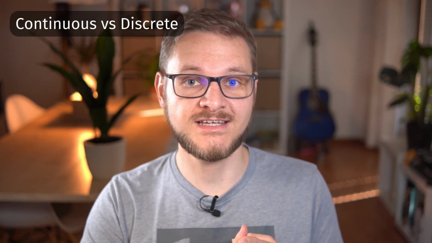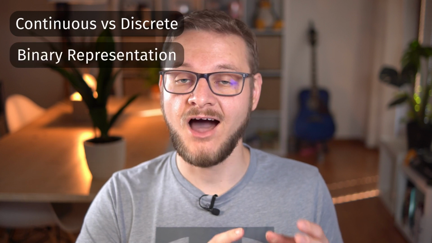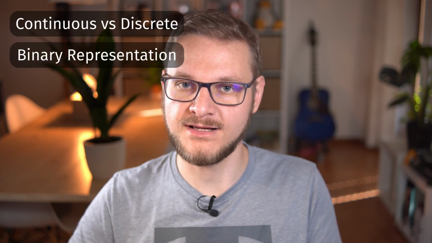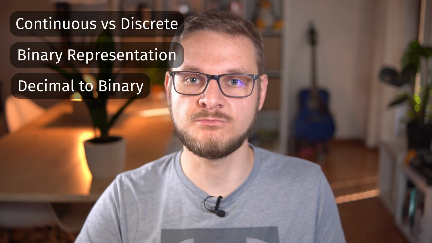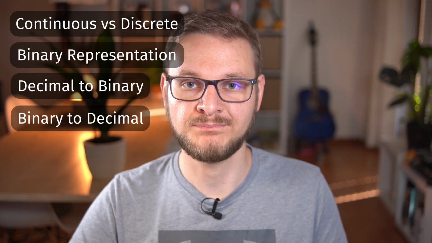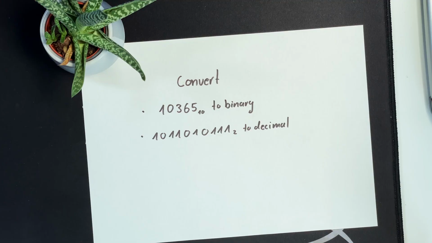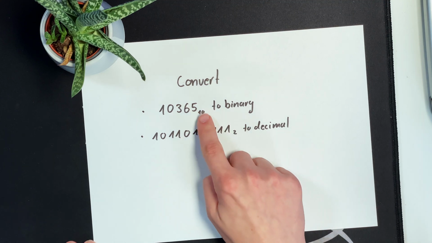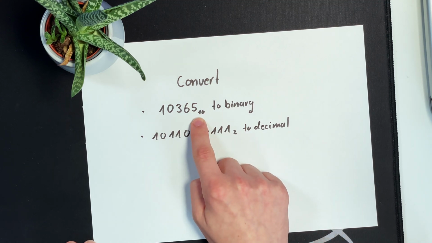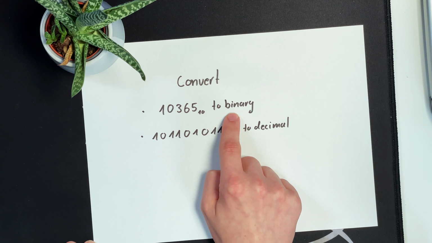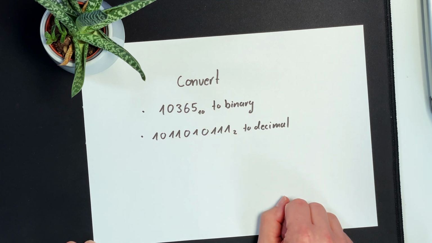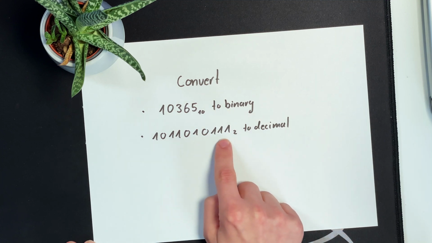Converting decimal numbers into binary numbers concludes this video. You've learned the difference between continuous and discrete data, how to represent numbers in the binary format, and how to convert decimal numbers to binary numbers and the other way around. I encourage you to try out all the things you have seen yourself, and for that I'm giving you a quick assignment. Try to convert the number 10,365 to binary with the methods we have seen, and then try to convert this long binary number into decimal.